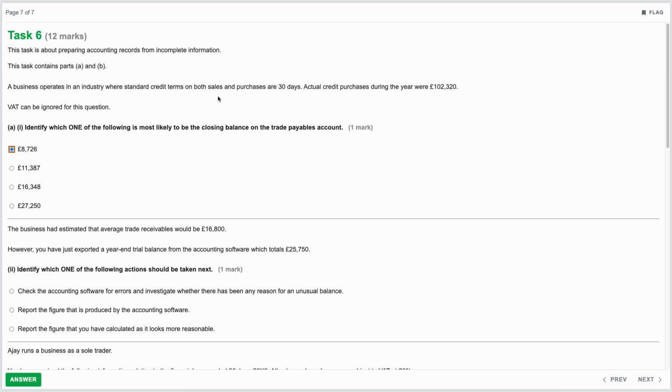Just be careful in these questions because this all relates to credit purchases, but sometimes they do it where they give you the total purchases and only part of them relate to credit purchases. The other part are cash purchases. You would need to remove the cash purchases first because obviously they don't have any credit terms. So it only should ever relate to credit purchases when doing this sort of task.